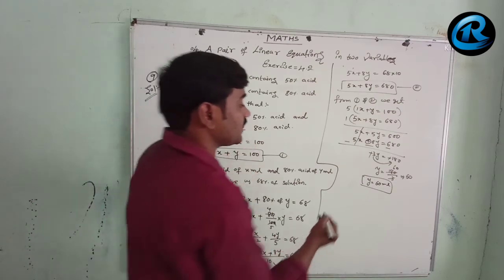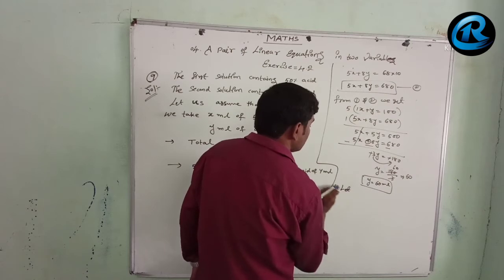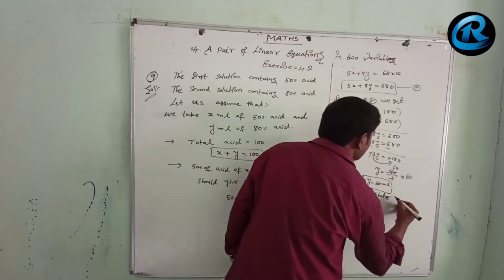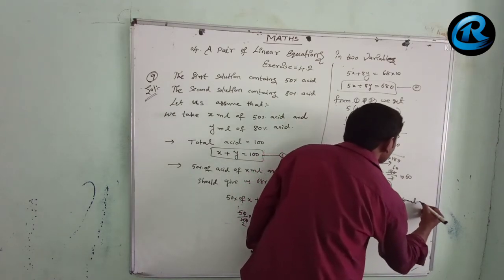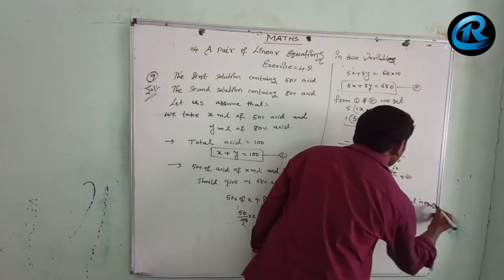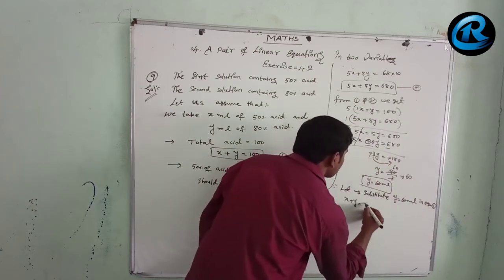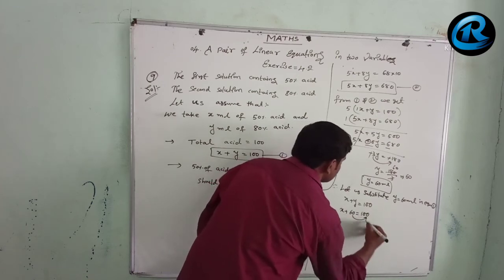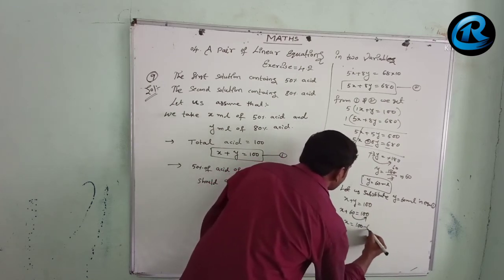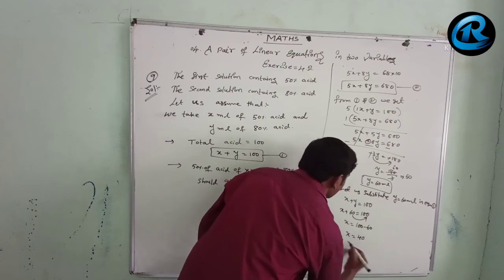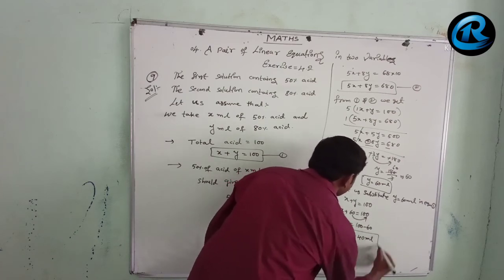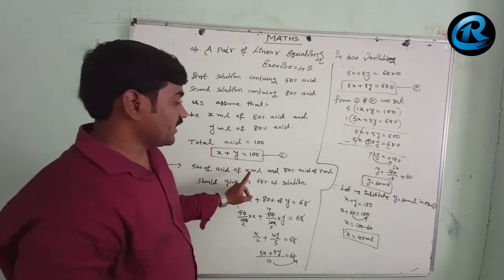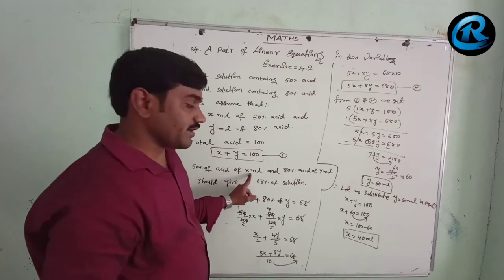Then what do we have to get? Let us substitute y equal to 60 ml in equation number 1. What is equation number 1? x plus y equal to 100. So x plus 60 equal to 100. This 60 you transfer to this side. x equal to 100 minus 60. x equal to 40 ml. So 50% acid of 40 ml.